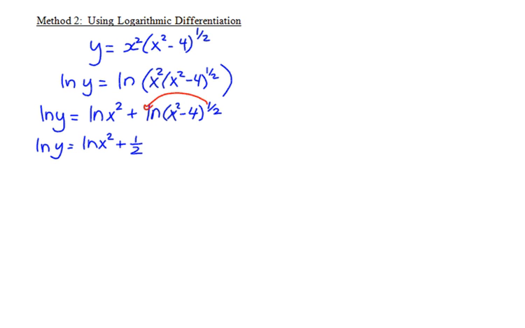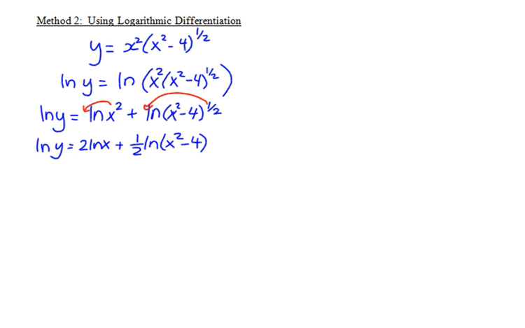So 2 natural log x plus 1/2 natural log of x squared minus 4. Now, there's no rules for addition and subtraction inside of a log, so we'd have to stop there. Okay? So now let's implicitly derive this guy.